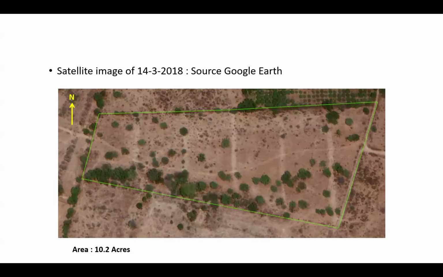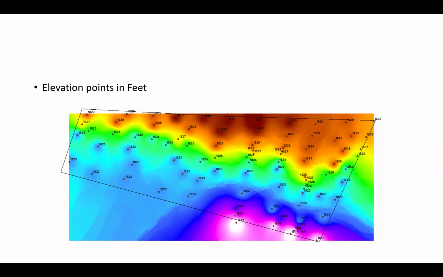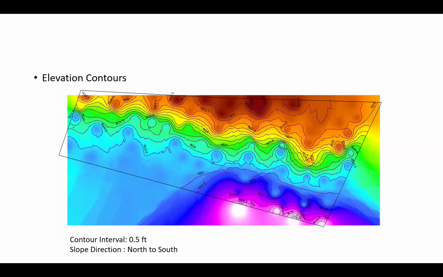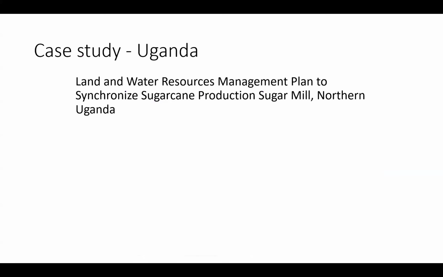So he did this analysis without visiting, just by taking the satellite imagery. Yes, it was 10 acres of land. And then by taking the elevation into consideration, the contours were generated. And through the contours, we came to know that the slope direction is from north to south. And the sites were identified where they can put a water storage tank so that this water can be stored and then used in the non-rainy season. So this is how the service can be provided to any client without actually visiting the field. That's the advantage of remote sensing.